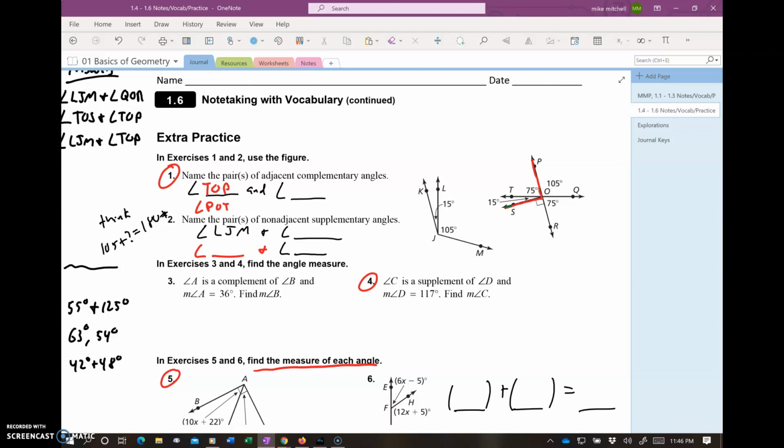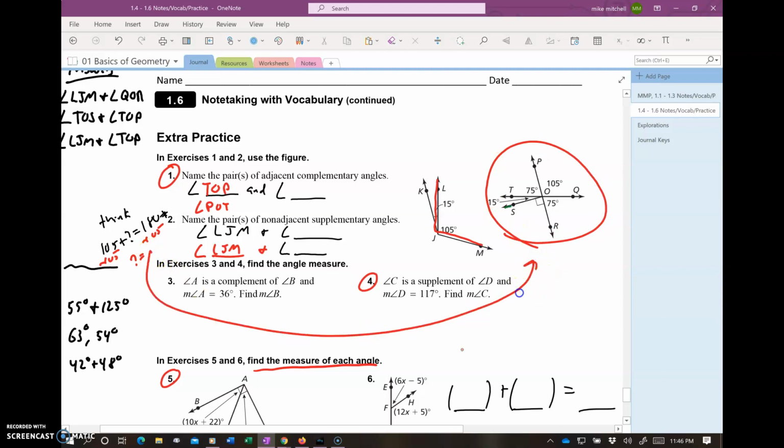Name a pair of non-adjacent supplementary angles. This is another tougher one. You've got to think, 105 plus what equals 180? Minus 105, minus 105. And that's the number that you're looking for. It appears twice in this other diagram. So you're going to have LJM. I'll even give you this one. This is angle LJM. You've got to be looking at this angle for that number that you found over there.